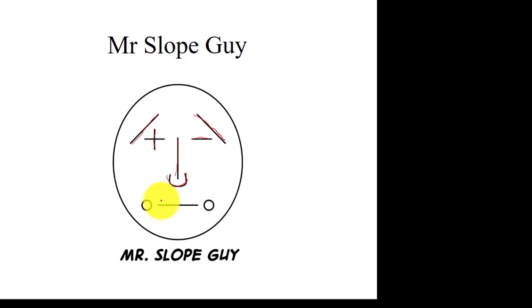And then Mr. Slope Guy doesn't appear to be real happy. So his mouth consists of a horizontal line. And these two little dimples, which look like zeros, can help us remember that, hey, horizontal line, slope of 0. Nose, vertical line, is undefined. And then the eyes, positive slope on one side, negative slope on the other.